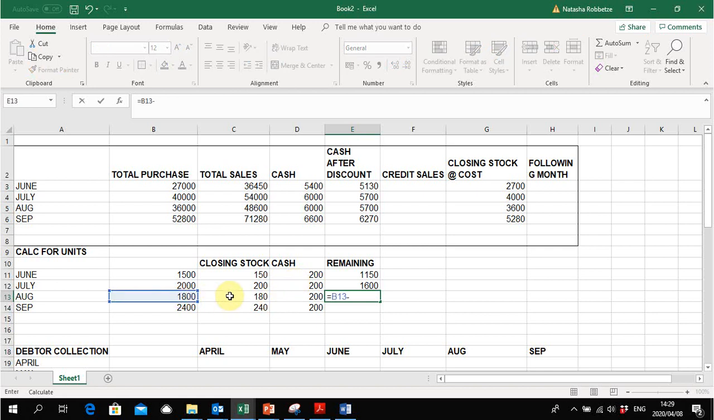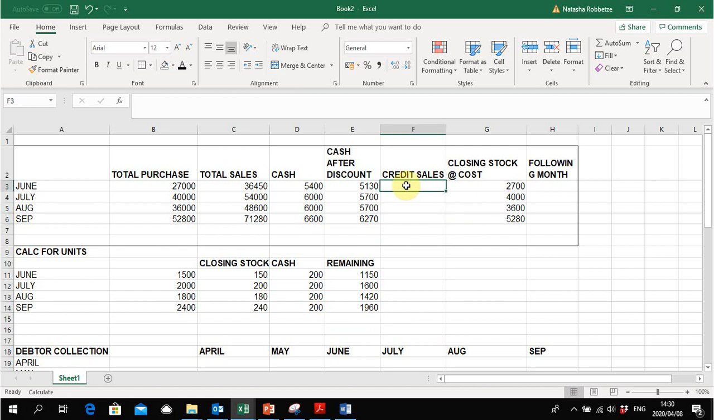So I'm just calculating them in each instance. I am saying the total units that are purchased minus the closing stock units that need to be kept, minus the cash units that are sold every month. And that gives me the answer of the remaining units that may be sold on credit.